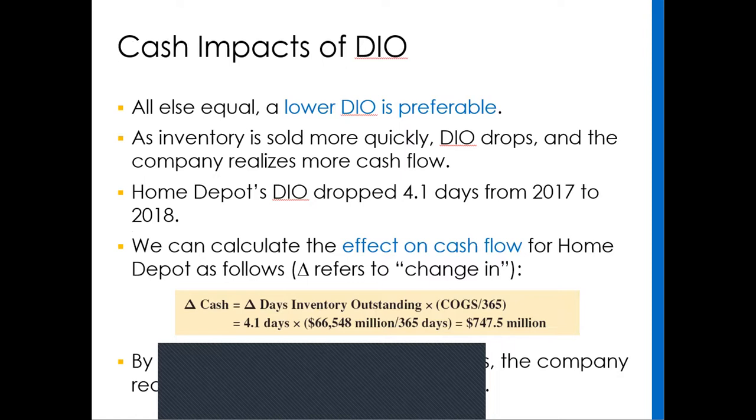And the effect on cash flow, change in days inventory outstanding, holding inventory for 4.1 fewer days, a cash inflow of 747.5 million, just 4 odd days of inventory, turning it over faster. Pretty significant stuff, pretty high value that you want to be aware of. So that takes care of inventory, that takes care of payables, and that gives you the cash conversion cycle that we're working with.